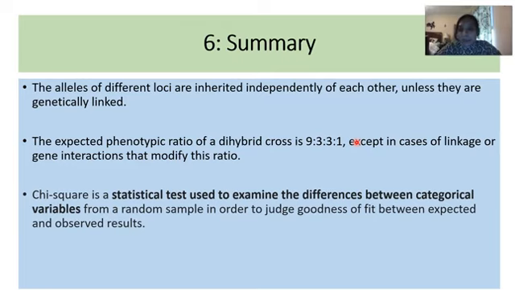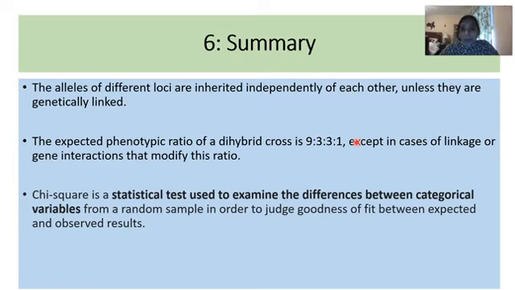The summary for today is that we went over how alleles of different loci are inherited independently of each other unless they are genetically linked, which we'll talk about in great detail in a couple of weeks. The expected phenotypic ratio of a dihybrid cross is 9 to 3 to 3 to 1, except in cases of linkage or gene interactions that can modify this ratio. And for a monohybrid cross it would be 3 to 1.